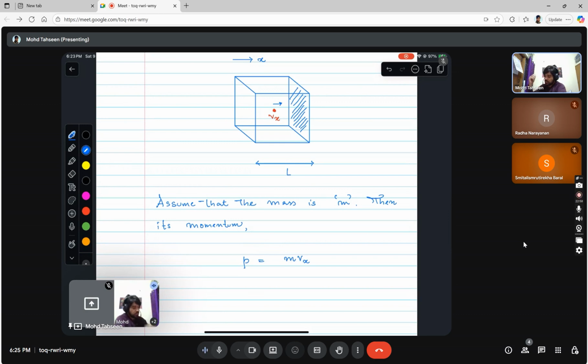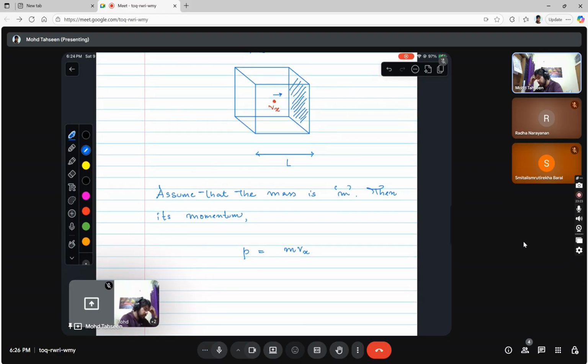Now, once it goes and impinges on the right wall and gets reflected back, we assume that the wall doesn't move, right? That's consistent with our observation. If we take, let's say, a cube made of glass and keep it in air, it won't start moving by itself. So let's write the balance of linear momentum for the system.